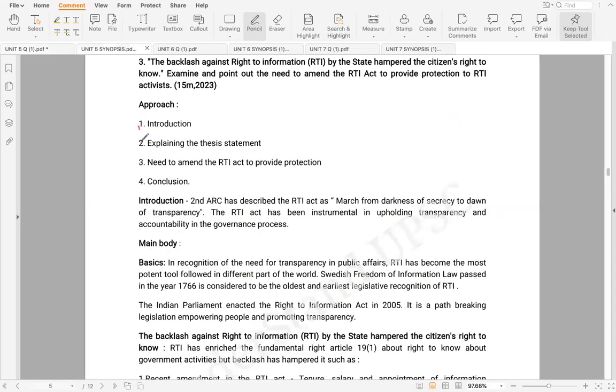Again, standard introduction, body, conclusion format. In the body, we'll try to explain what this statement is a little, and then we'll move on to the need to amend the RTI Act to provide protection.